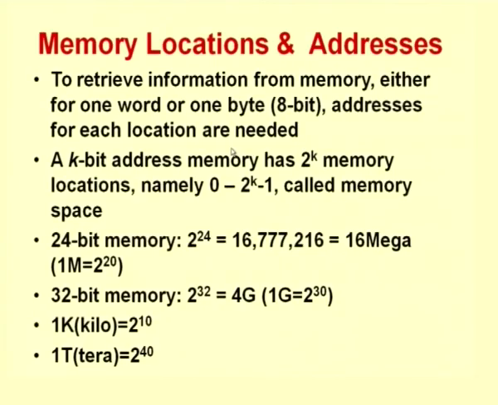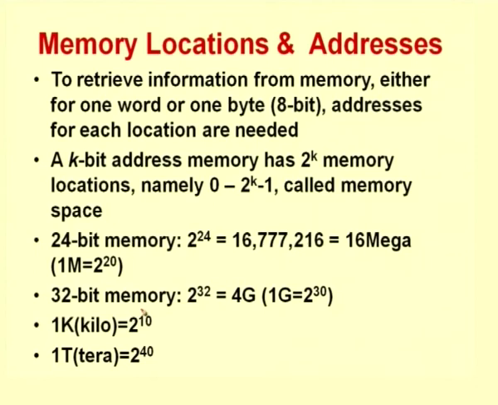In general, a k bit address memory can have 2 power k memory locations, and these are named normally from 0 to 2 to the power of k minus 1, which is what we normally refer to as the memory space. So, if I have a 24 bit memory, that means 2 to the power of 24 different locations can be addressed. 2 power 24 is 16 meg. We normally refer to 2 power 20 as 1 meg, approximately 10 to the power of 6. So it is approximately 16 into 10 to the power of 6 locations that can be addressed by a 24 bit memory.